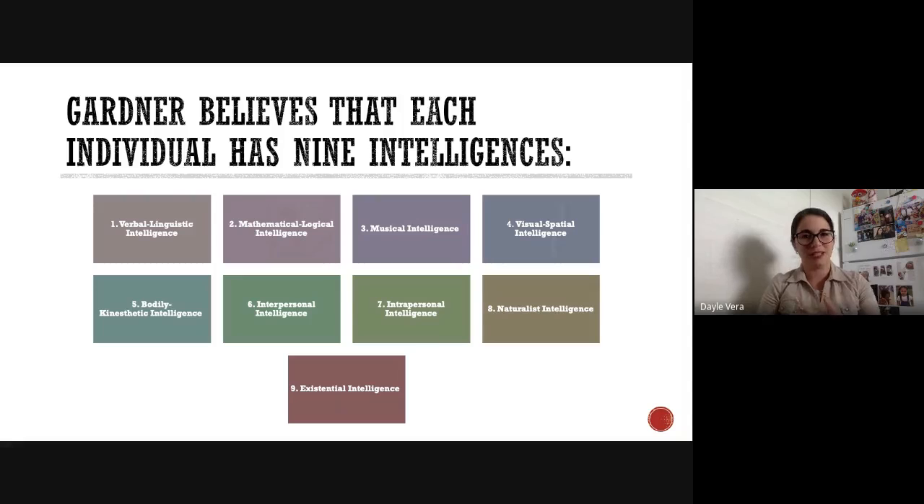So Dr. Gardner believes that each individual has 9 intelligences, and the first one has to do with verbal and linguistic intelligence. This has to do with well-developed verbal skills and sensitivity to sound, meaning, and rhythms of words. So what do you feel when you hear words? Some people may say that writing is not their strongest subject, and it could be true. It could be because they're not really inclined towards that type of intelligence, rather than they're probably very inclined for another type of intelligence. Let's take a look at the second one.